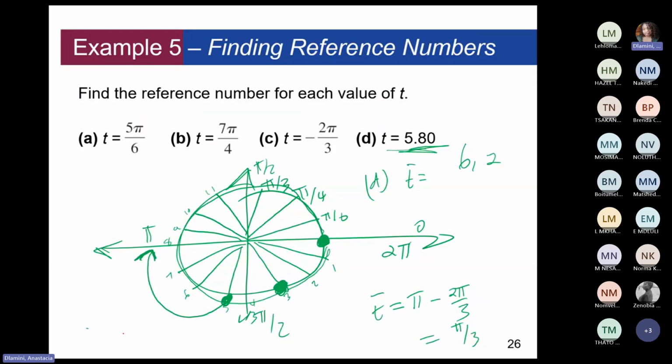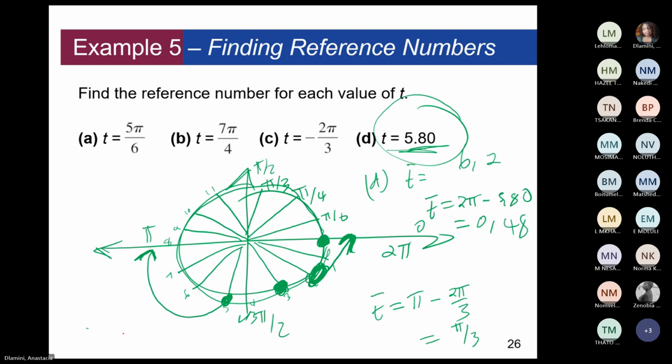There we go. So it's in the fourth quadrant. So meaning that we have to go towards 2 pi. So it means the reference number will be 2 pi minus 5.8. So if you say 2 pi minus 5.8, it will be 0.48. Obviously, this one won't be in the exam.